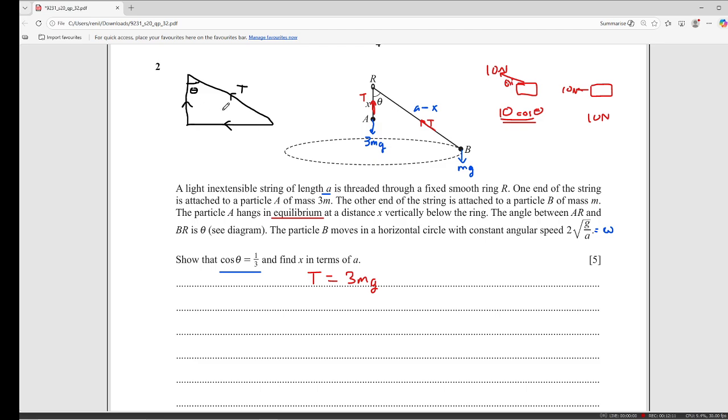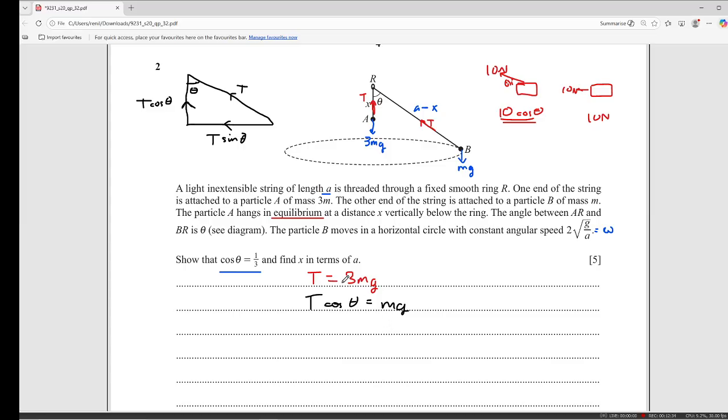It's how you draw a vector. This would be T sine theta. This would be T cos theta. Now what does this tell me? The vertical component of the tension, T cos theta, equals the vertical component acting downwards, mg.